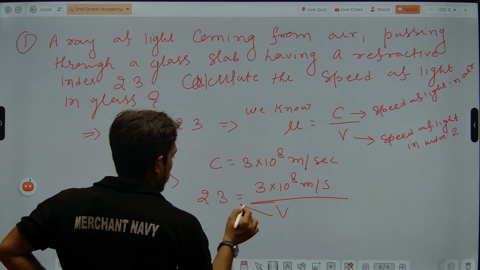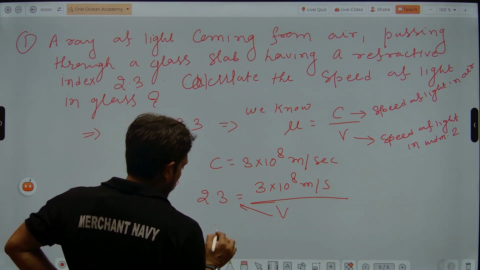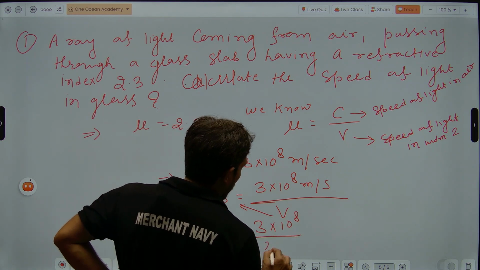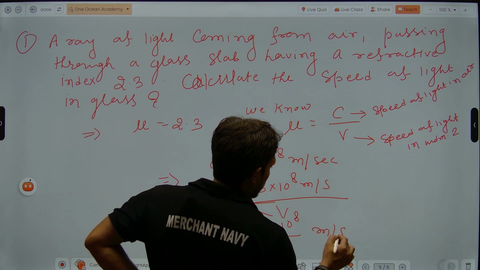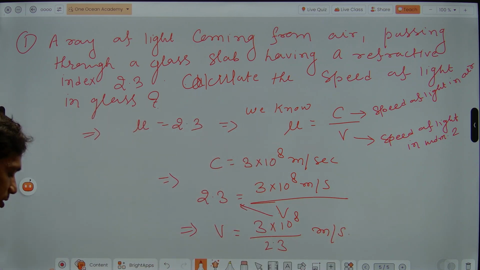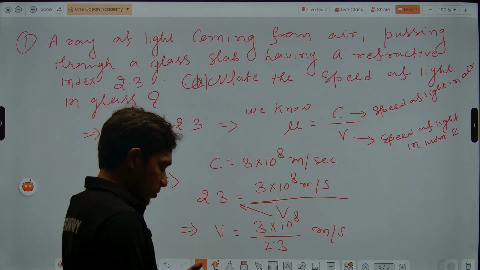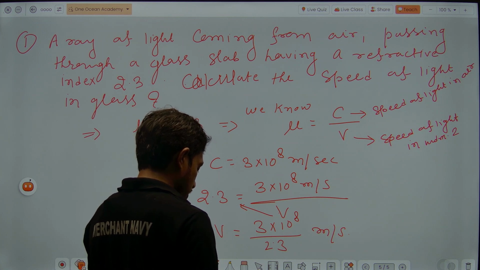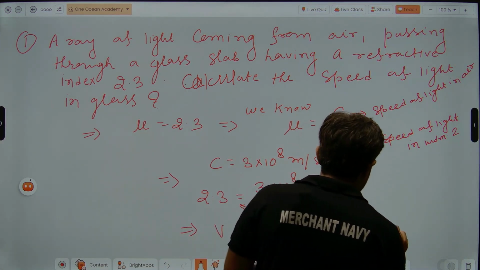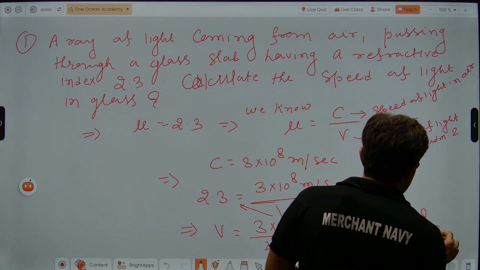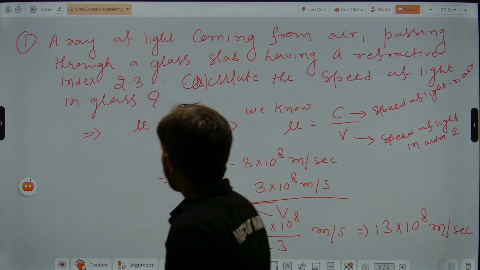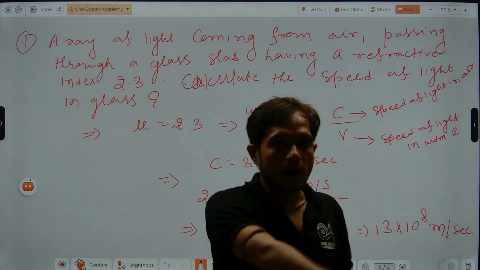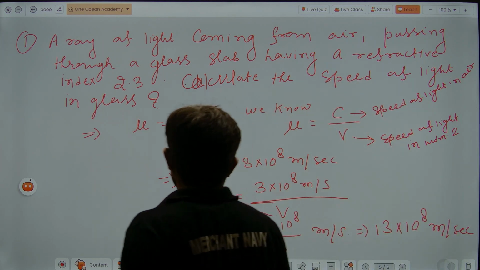After interchanging, we get V is equal to 3 into 10 to the power 8 upon 2.3 meter per second. That means 3 divided by 2.3 is about 1.3 into 10 to the power 8 meter per second. So the speed of light in the medium is 1.3 into 10 to the power 8 meter per second. Okay, that is clear.